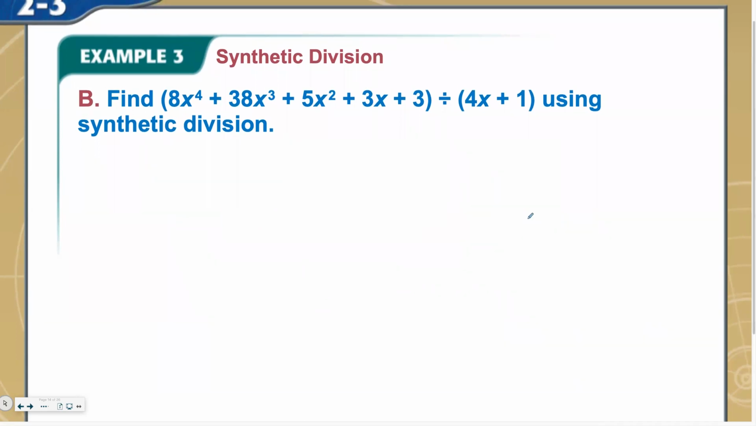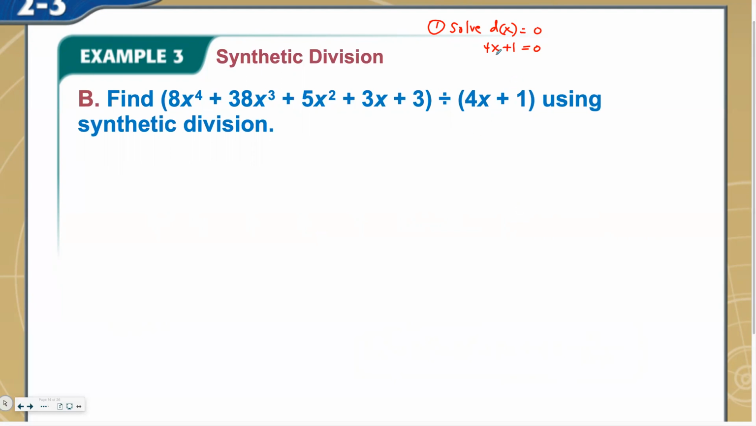Step 1. What was step 1? Solve d of x equals 0. Okay, so here's my divisor. I'm going to take 4x plus 1 and set that equal to 0 and try to solve that.